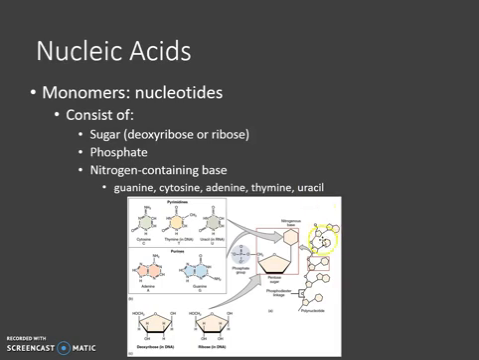But first I just want to show here how this is a monomer. So this is one nucleotide, and then this monomer is attached to another nucleotide, which is attached to another nucleotide, and this is what gives us our polymer of a nucleic acid. So this could be a polymer of RNA, for example.